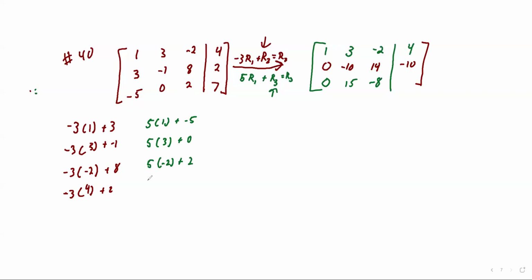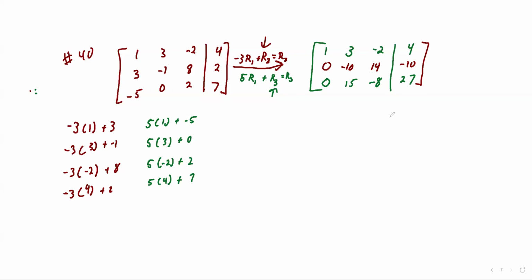All right, and then we'll do the last one. So 5 times 4 plus row 3, which will be 7. So 5 times 4 is 20. 20 plus 7 is 27. And there you go. So you did both operations just as it was asked.